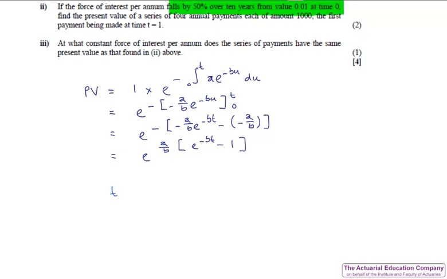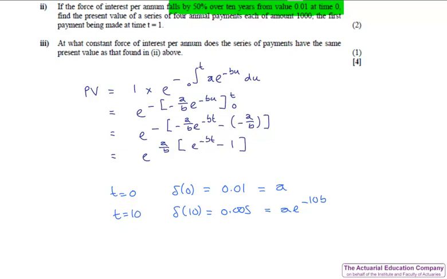Okay, we're told at time 0, the force of interest is equal to 0.01. Using our formula, a e to the minus bt, that will equal a. So we've got the value of a. We're told 10 years later, the force of interest has fallen by 50%. So that'll be 0.005. And that will equal a e to the minus 10b.